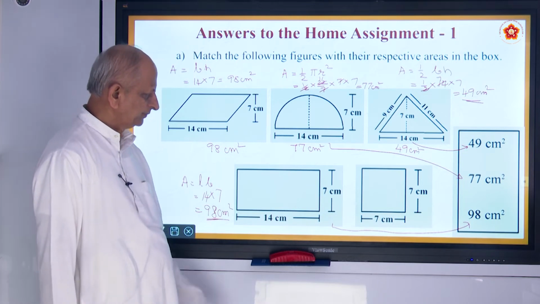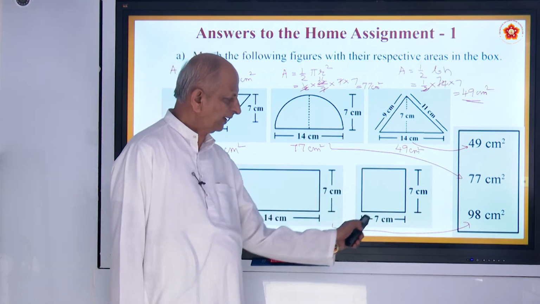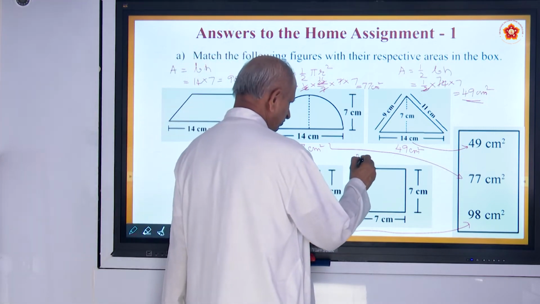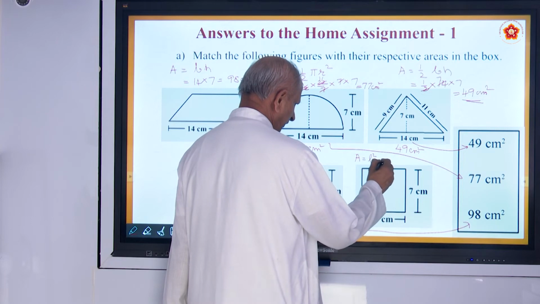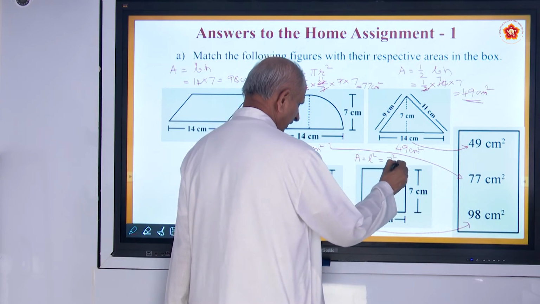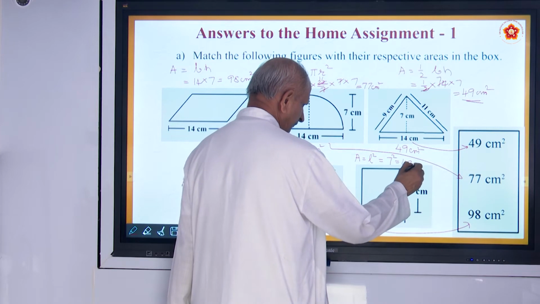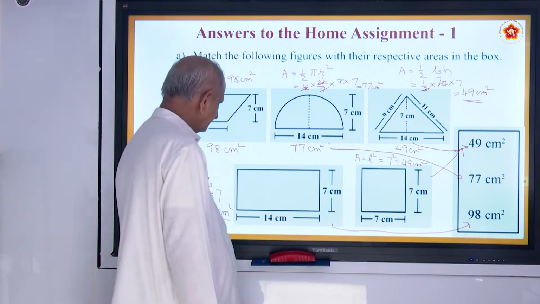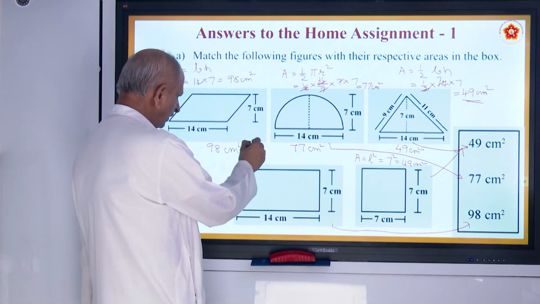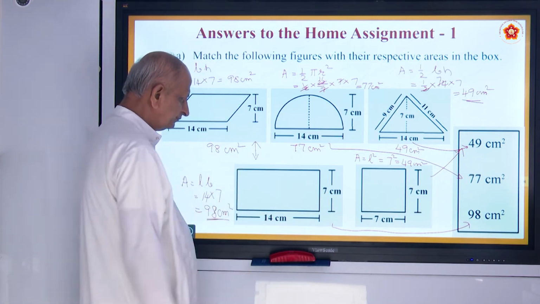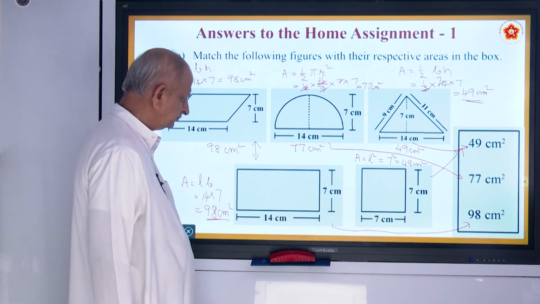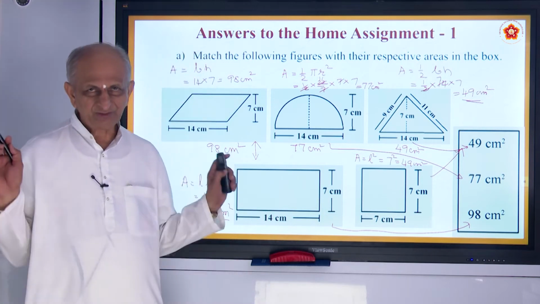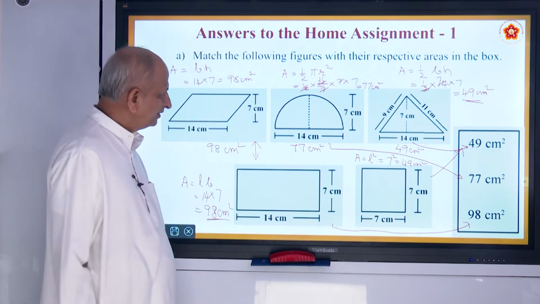And lastly, what is this figure called? Square. What is the area of a square? A is equal to L square. What is L? 7 square, that is 49. So this also is 49. And these two are equal. These both are 98, correct? And this is 77. That is how you have to match it. Understood? Very interesting question. Okay.